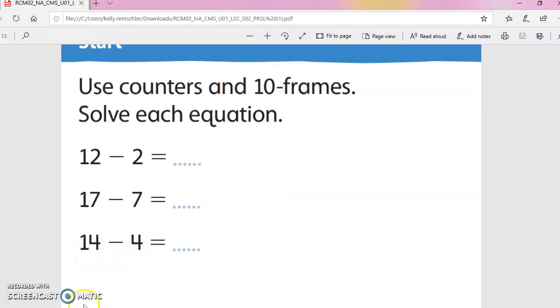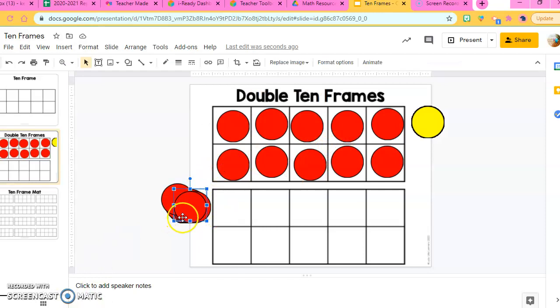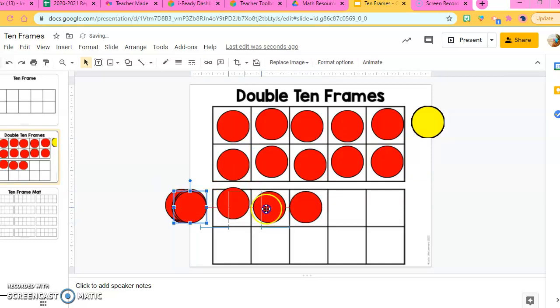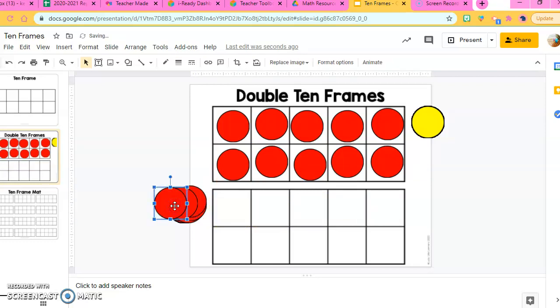14 minus 4. I have 10, 11, 12, 13, 14. Okay, I have 14. Now I need to take 4 away. 1, 2, 3, 4. What's my answer? It's 10 again. Did you notice a pattern with all of our problems?